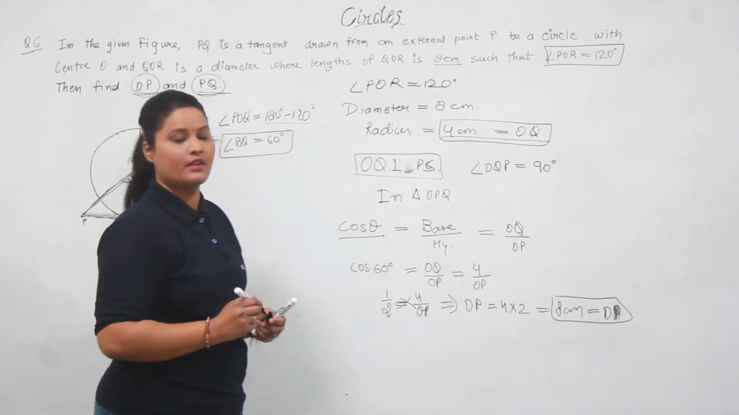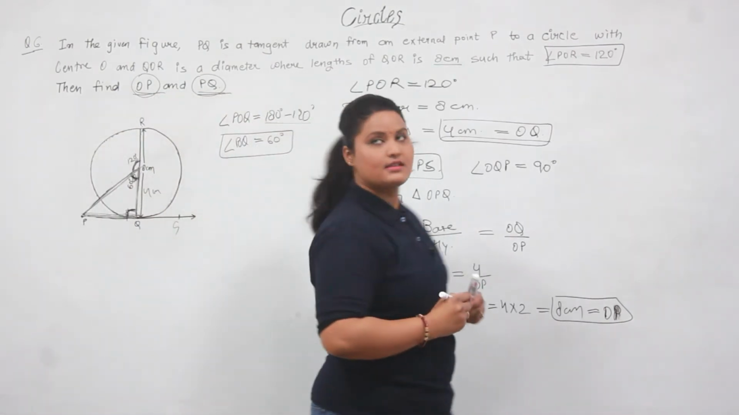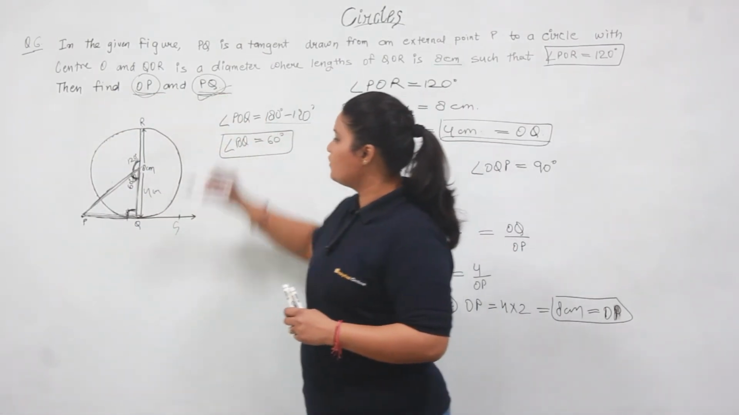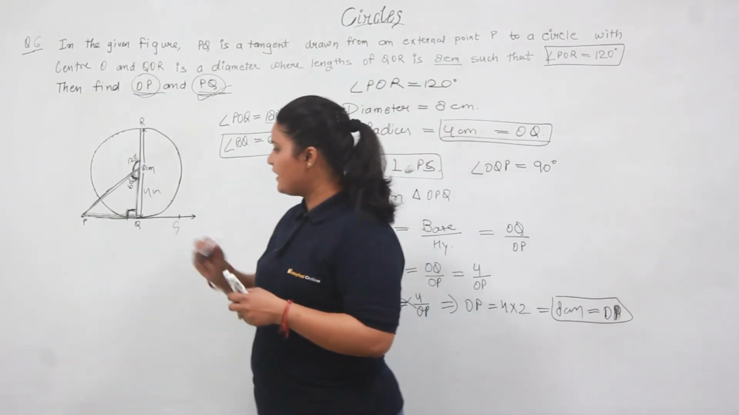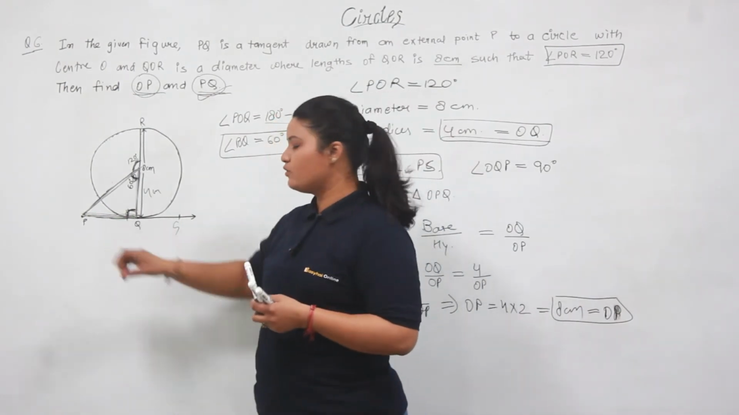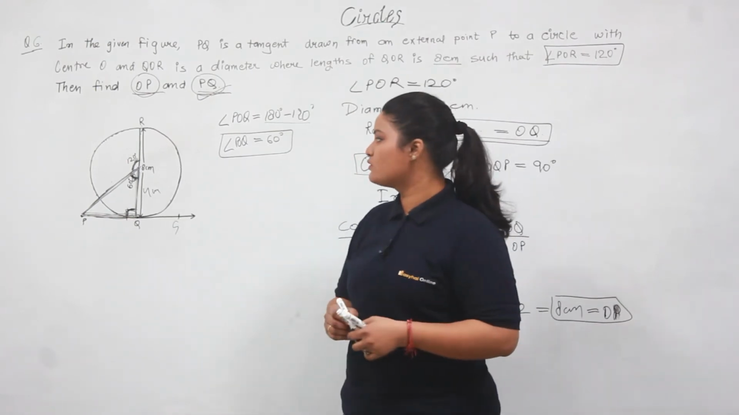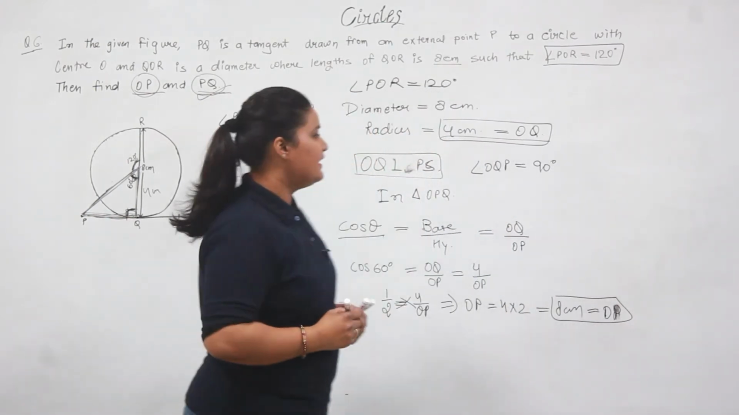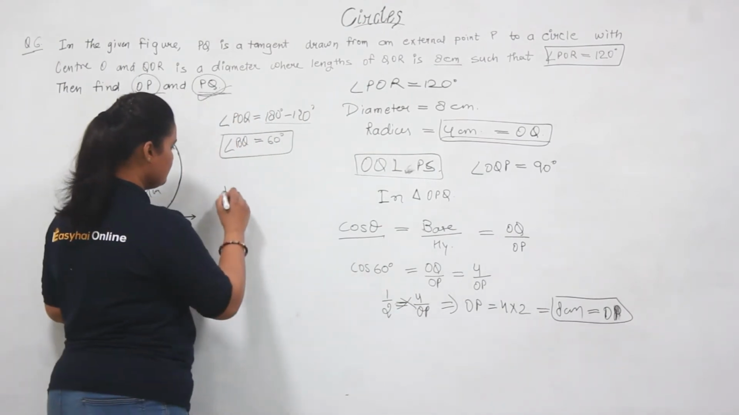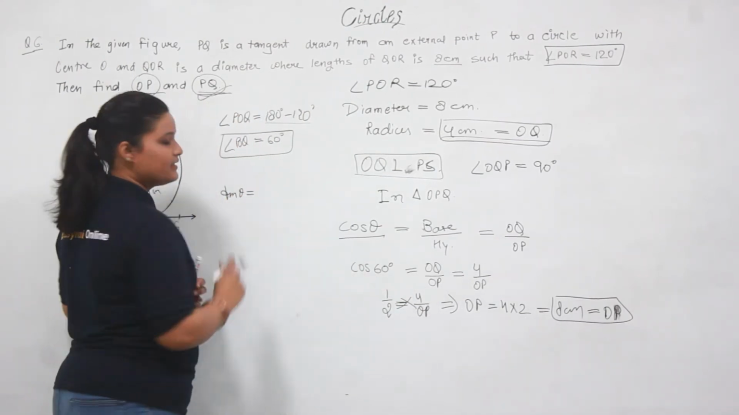Clear? Now one thing is left, that is PQ. So there are two ways to find out the length of PQ. One is Pythagoras theorem and second is tan theta. I can also apply tan theta over here. Tan theta is equal to what?